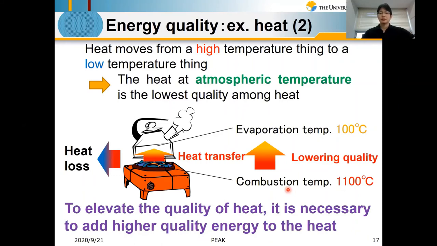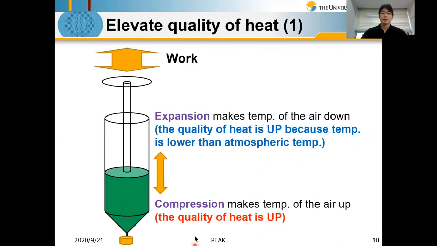By the way, to elevate the quality of heat, it is necessary to add higher quality energy to the heat. This is the same thing as the food and heat. Next, I will show you another way to elevate the energy quality of heat.